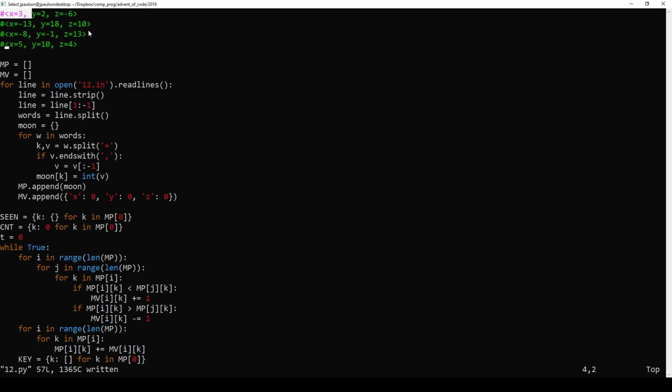We remove the left and right angle brackets. We split them into words, and then for each word, we split on the equal sign. Anyway, there's definitely a better way to do this, but it works. We set the starting positions. The starting velocity is all 0. So now we have the list of positions and list of velocities.